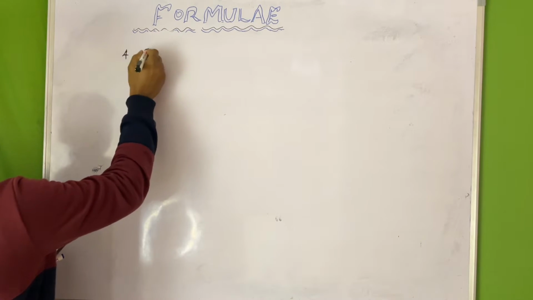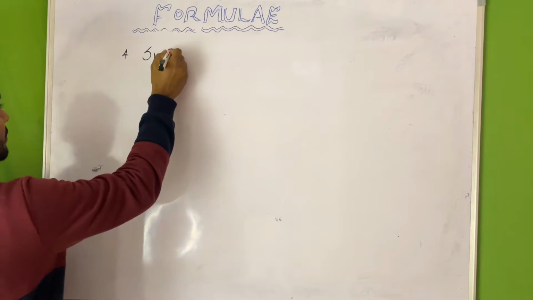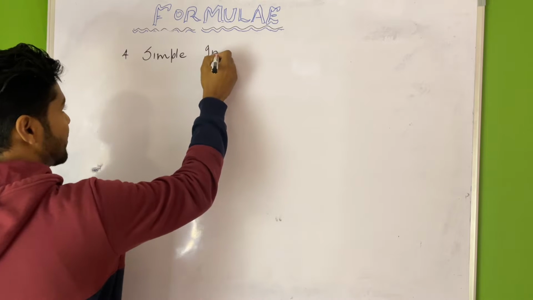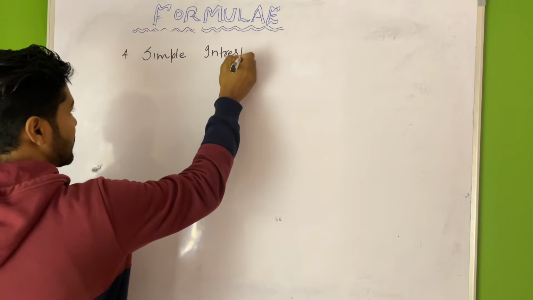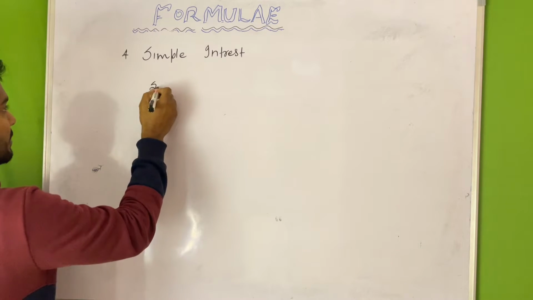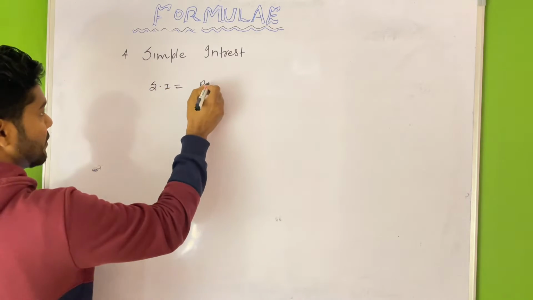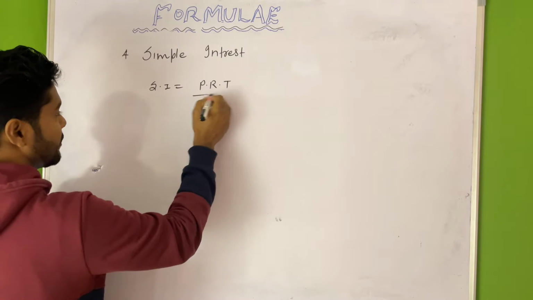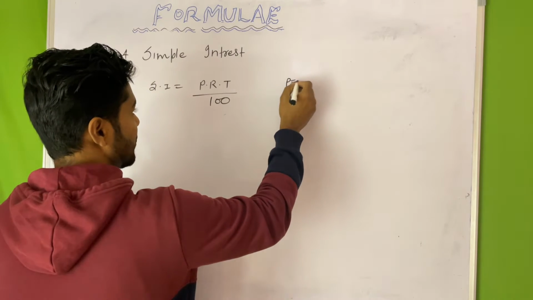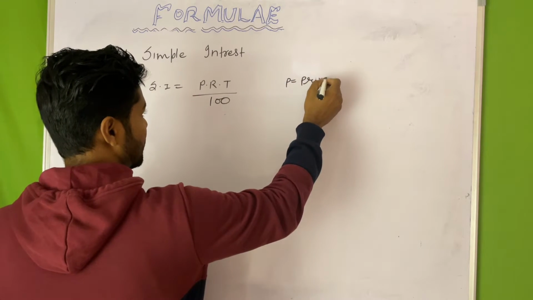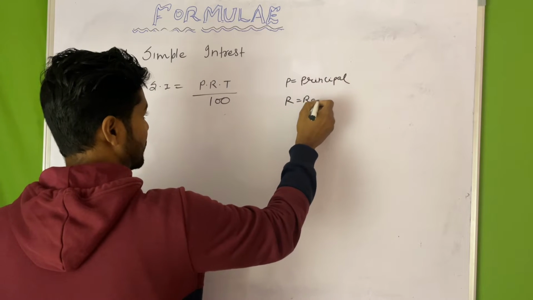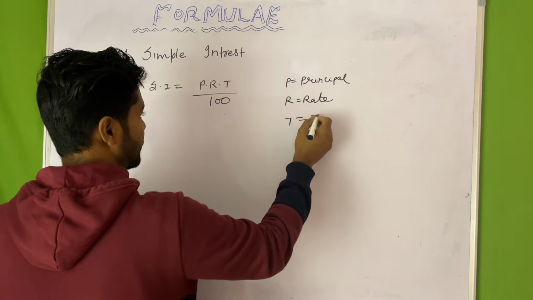Now the fourth number is simple interest. So the very simple formula for SI is P into R into T upon 100, where P is our principal, R is rate, T is time.